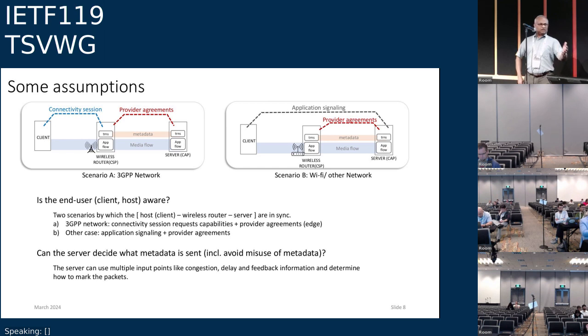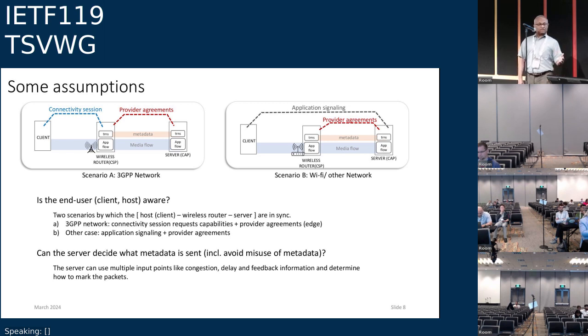There are agreements. If you look at the two scenarios that we have, in scenario A, it's more like a 3GPP network where a connectivity session between the 3GPP client and the wireless router or the UPF is made. There is an explicit agreement to provide a certain set of conditions and services. Similarly, there is a provider agreement between the server and the wireless network. So it's a transitive set of agreements that allows this metadata to be sent. It's not some random stuff sent on the network.